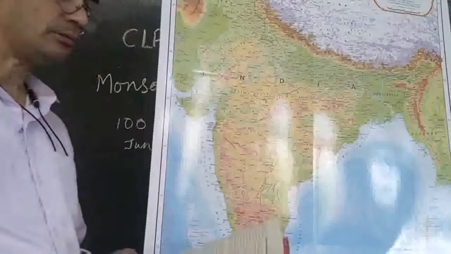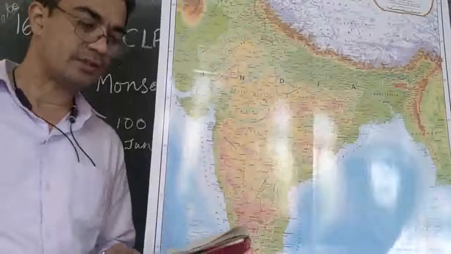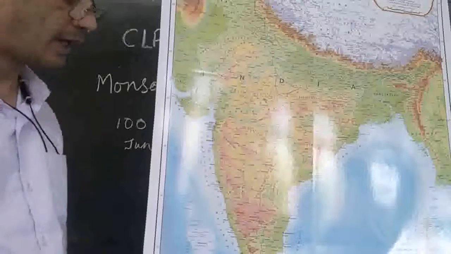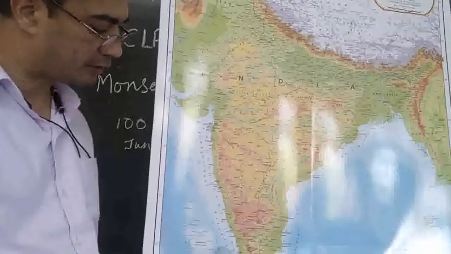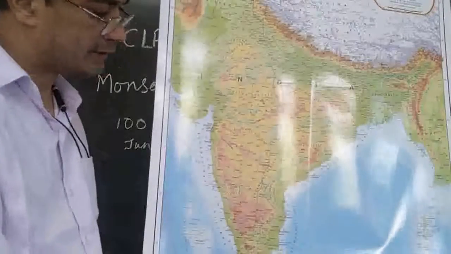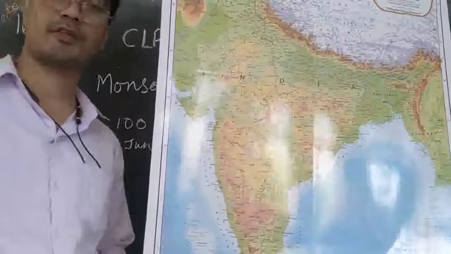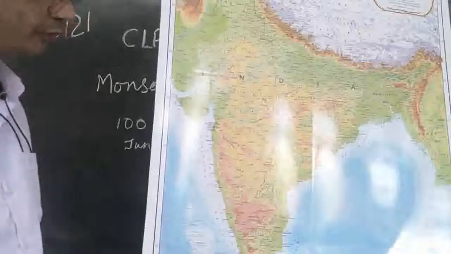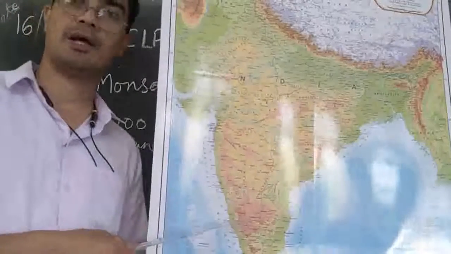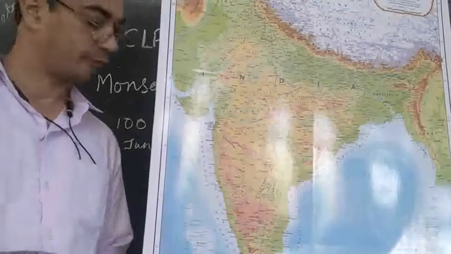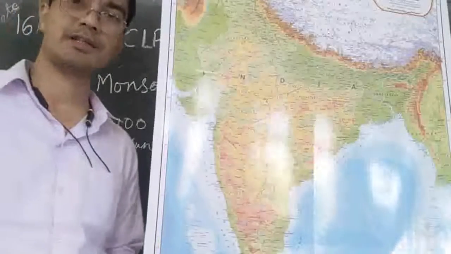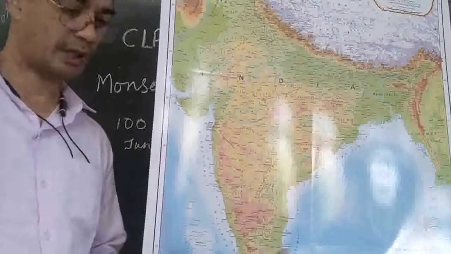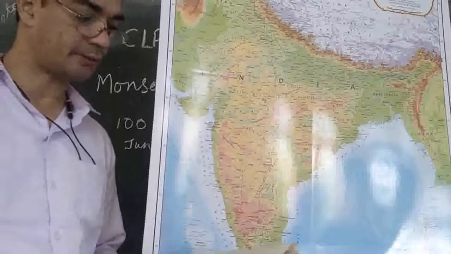Then the islands receive the very first monsoon showers. So we know in India we have islands as well. Lakshadweep is here. Then the Andaman and Nicobar Islands are here. So these islands are the first ones to receive the monsoon showers, before other parts of the mainland receive rainfall. These islands, which are already lying in the sea, receive rainfall before any other place in your country.